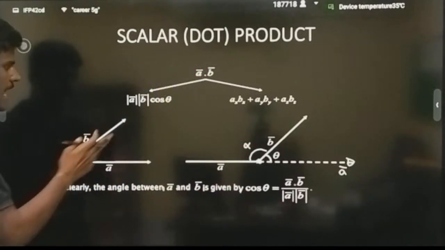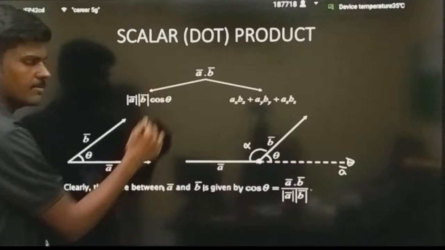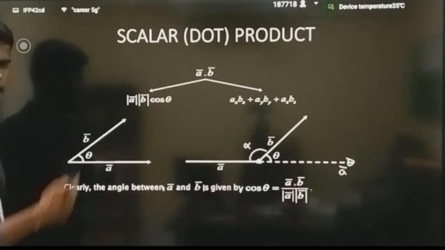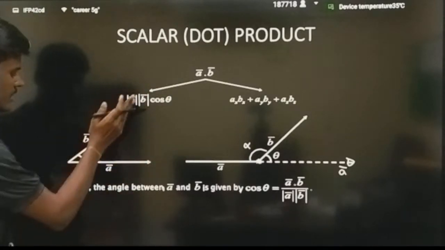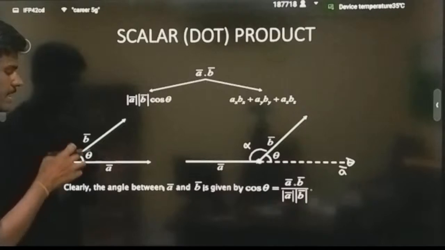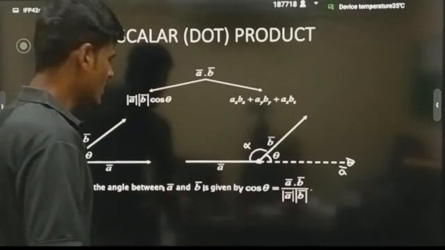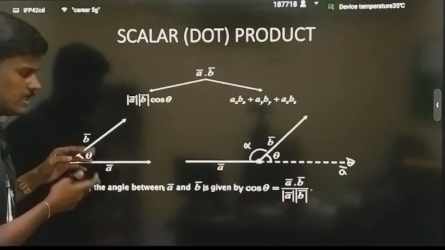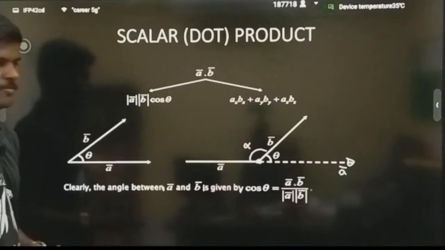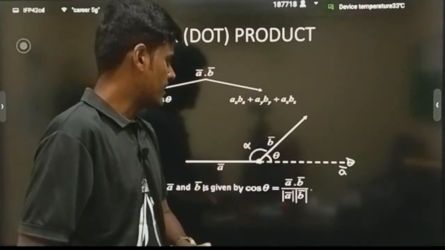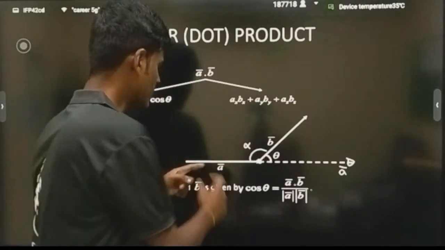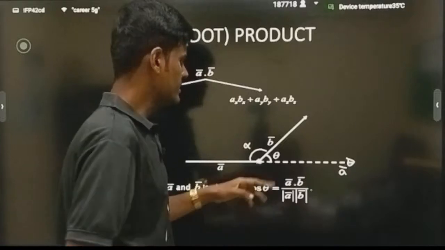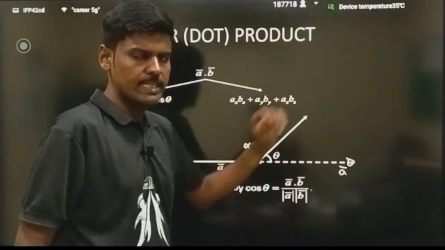Here, what is the angle? This theta is nothing but the angle between A and B. Let this be A vector and B vector, then theta is the angle in between these two vectors. Now, this is an acute angle, so this becomes theta. What about if it's an obtuse angle? Then again, A vector is given by this, B vector is in this direction.